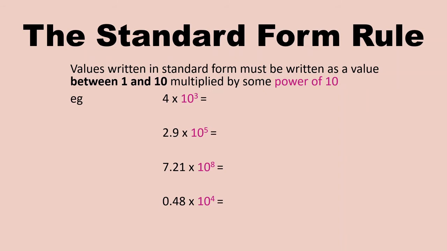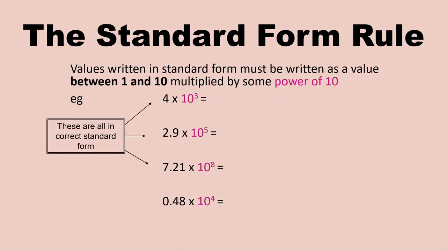So here are some examples. Some of them are in correct standard form, and some of them are not. Can you spot which one's not? These are all in correct standard form. 4 is a value between 1 and 10. 2.9 is a value between 1 and 10. And 7.21 is a value between 1 and 10.